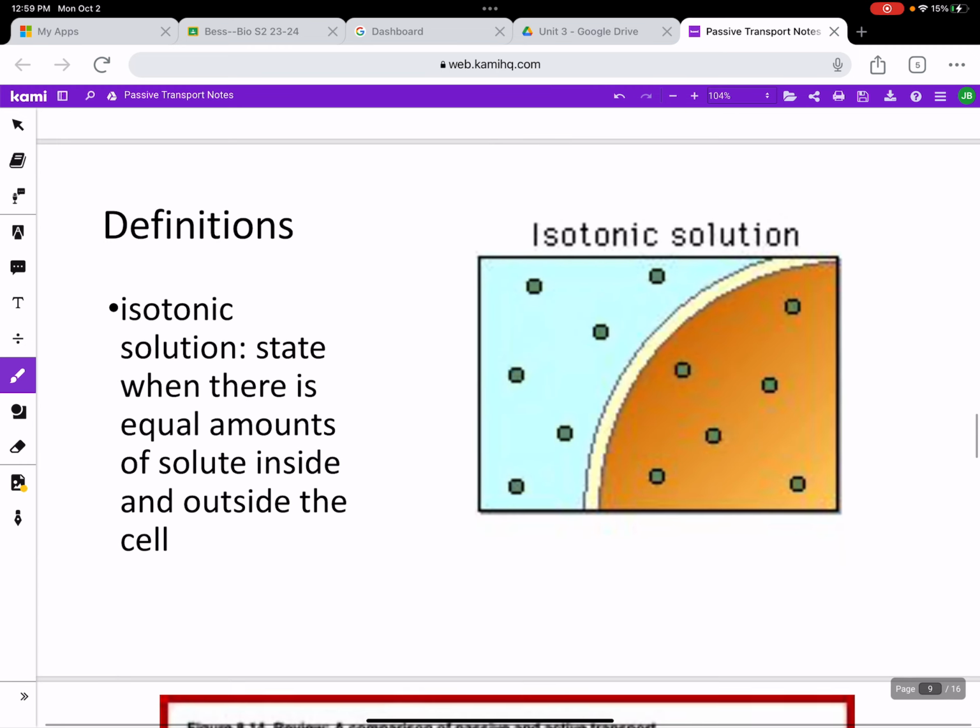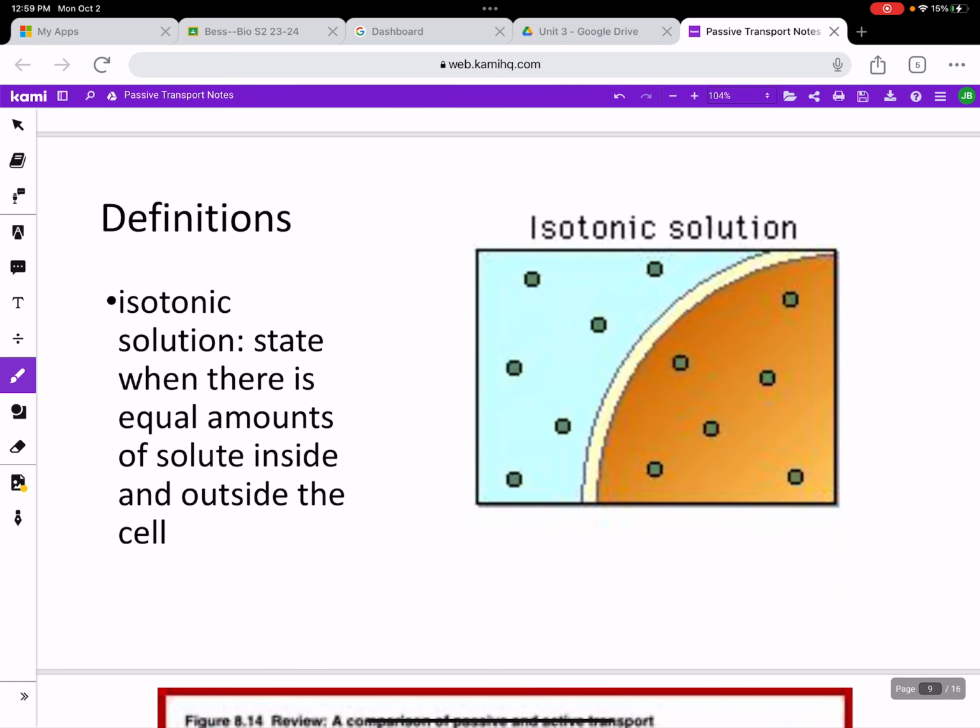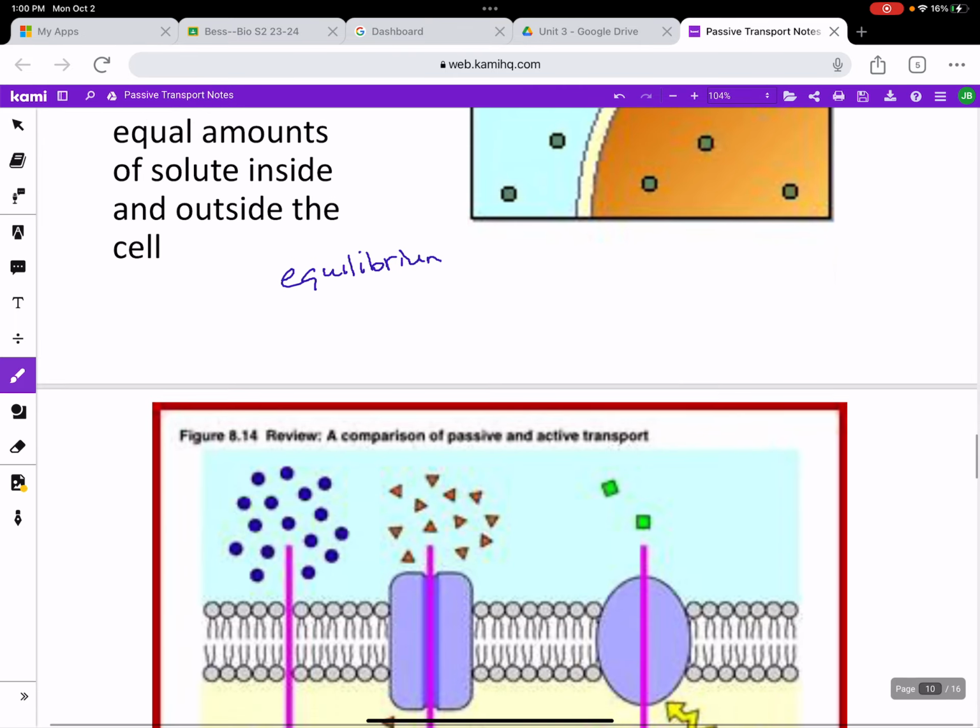Last definition is isotonic, and this is basically the same thing as equilibrium. So in this picture here, we have even amounts of the green solute inside and out, and thus even amounts of water inside and out. So what you're going to see is that there's not going to be a whole lot of movement. The solute doesn't want to move in versus moving out. The water doesn't want to move in versus moving out. So this is equilibrium. So iso means equal.